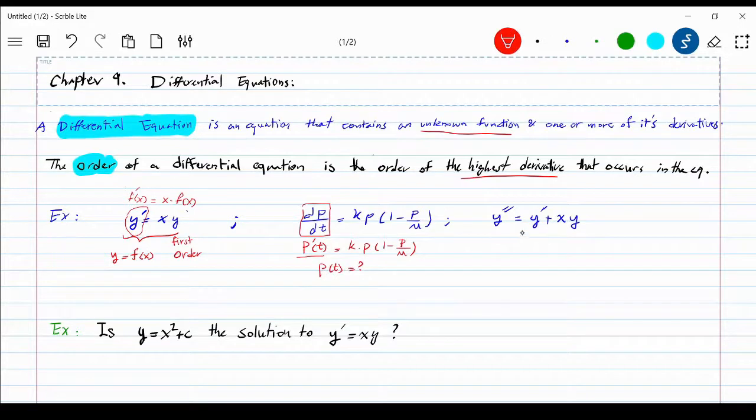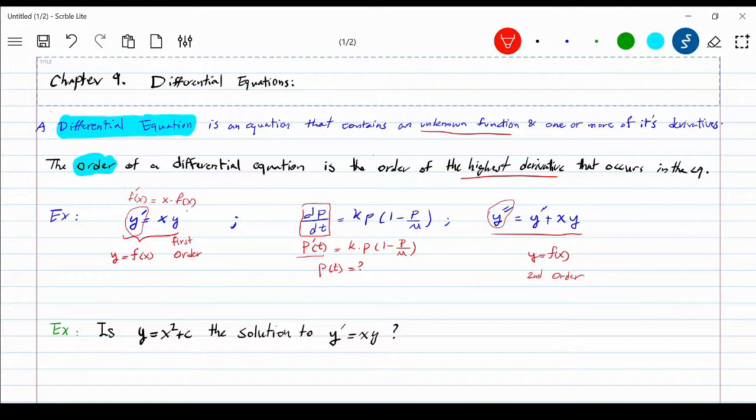That's the highest derivative. And here is another example of a differential equation. You have the function y equals f of x, and the highest derivative, in this case, is the second. So this is a second order differential equation.